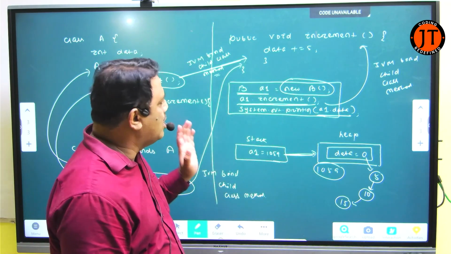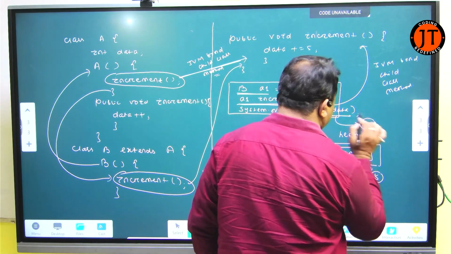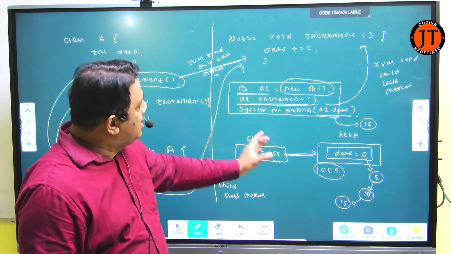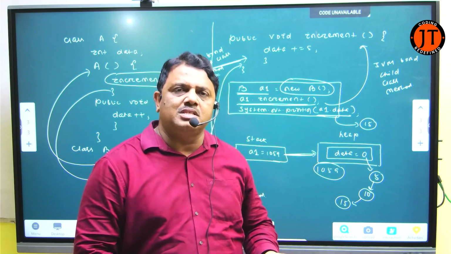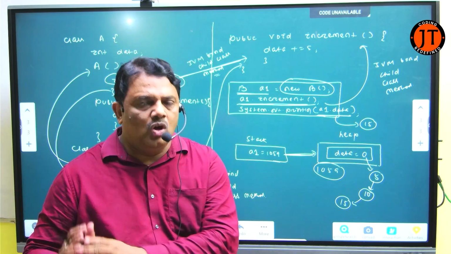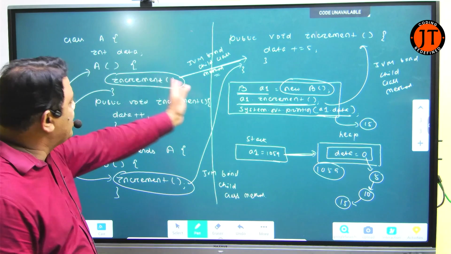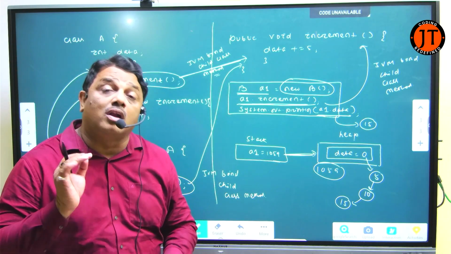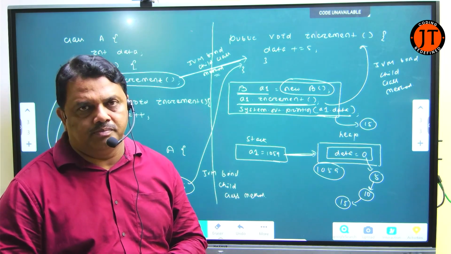What is my next job? System.out.println A1.data. What is the data value? The data value is 15. Now check here. This is the concept of late binding. If anybody asks you what late binding actually is and who supports late binding in Java: method overriding. Method overriding supports late binding. So this is a simple example of late binding, or runtime polymorphism, also called dynamic polymorphism.